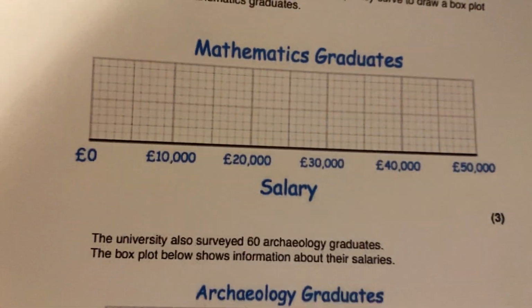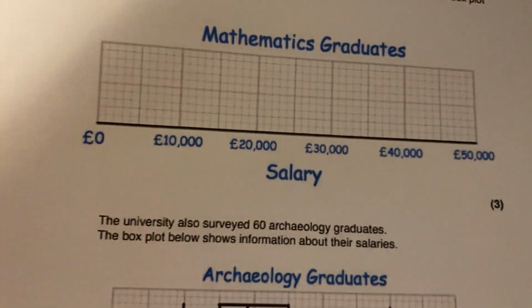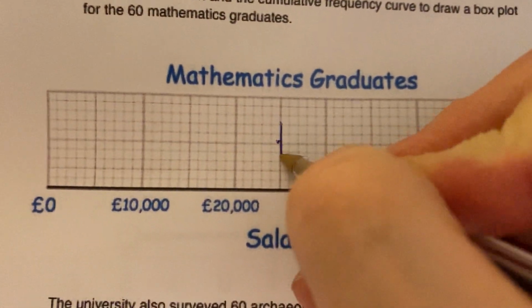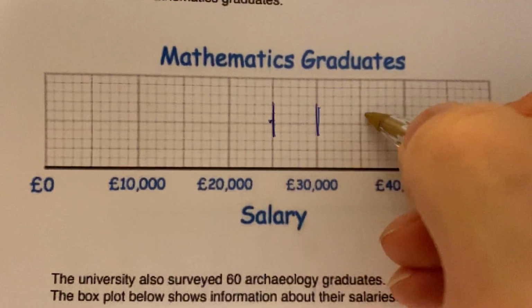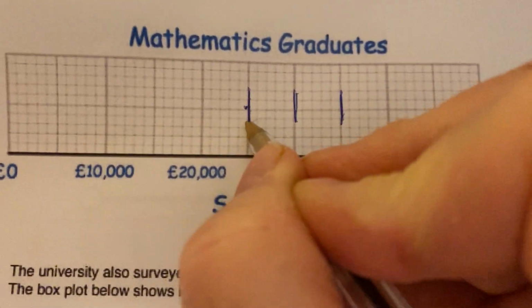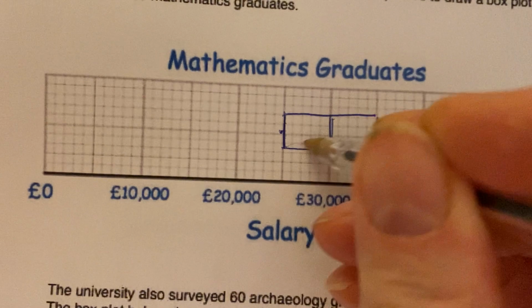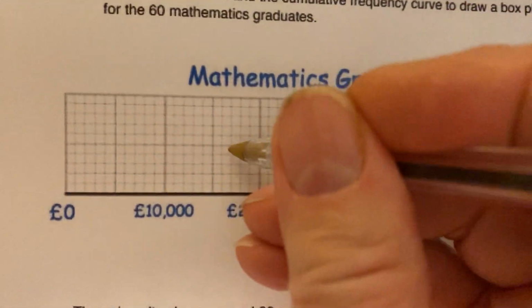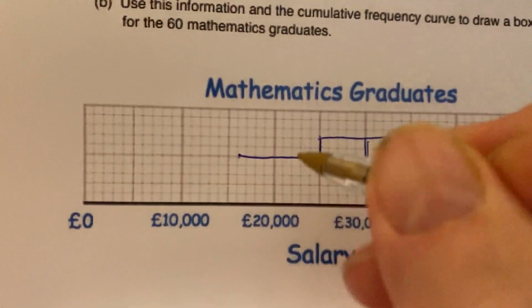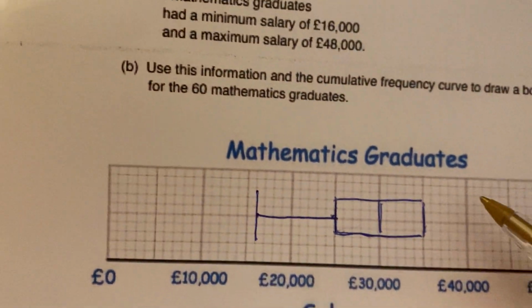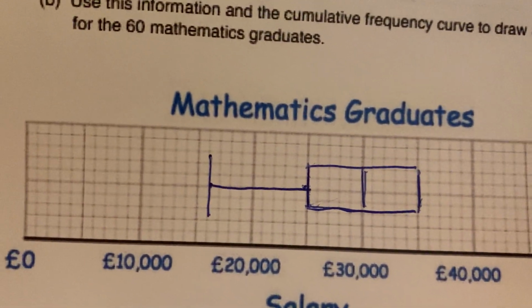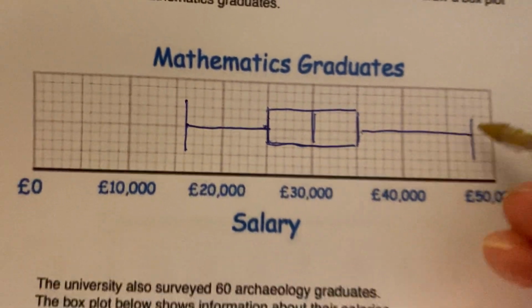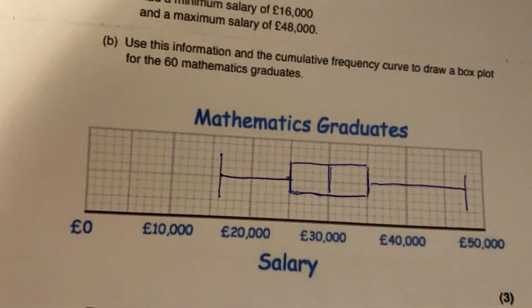And you should see that here. So as we said, it was 25. So I'm going to go up to there, draw a line like that, 30 and 35. There's my box. It's nice and symmetrical. And then the minimum salary was 16, which is there. Put a line like that. And the maximum 48, which must be there. Put a line across like that. So that's my box and whisker.